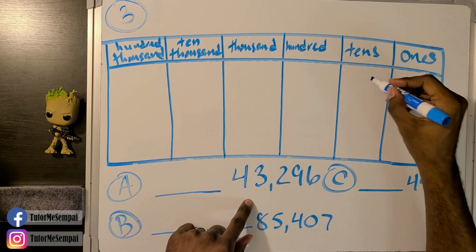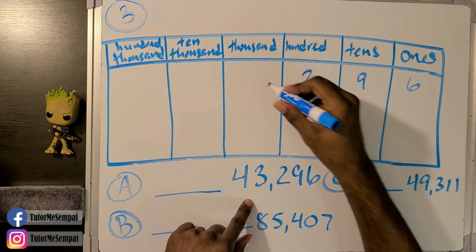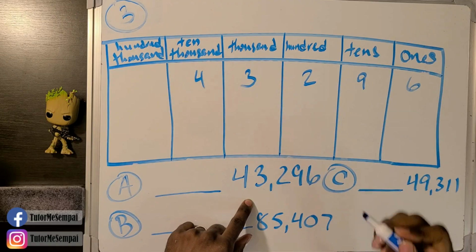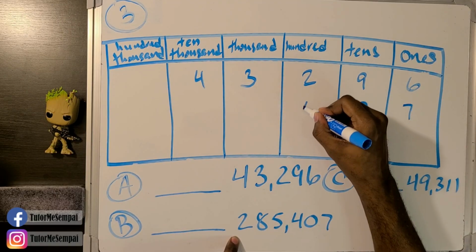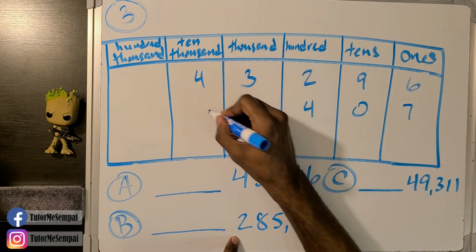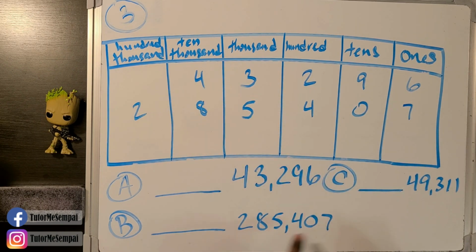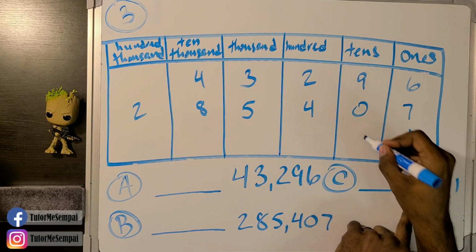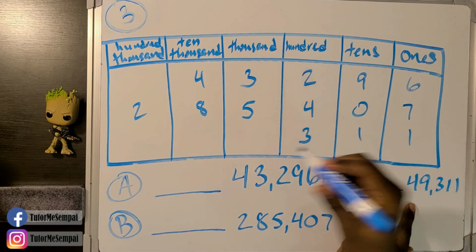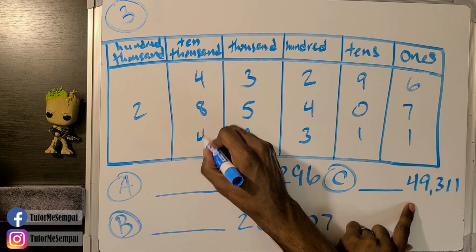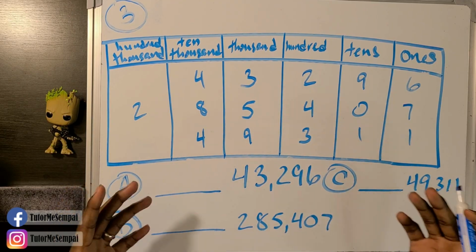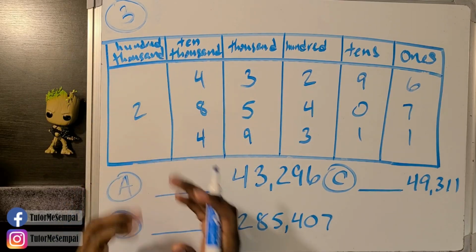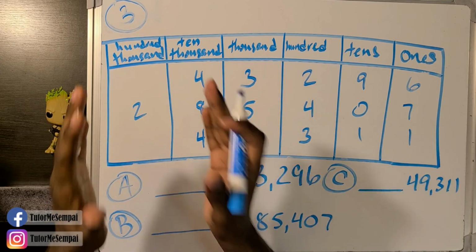We have 6, 9, 2, 3, 4. Let's move on to this one. We have 7, 0, 4, 5, 8, 2. And this one, we have 1, 1, 3, 9, 4. So now we've placed everything here. Let's start comparing our numbers using our place value columns. Once again, we want to start at the highest one.